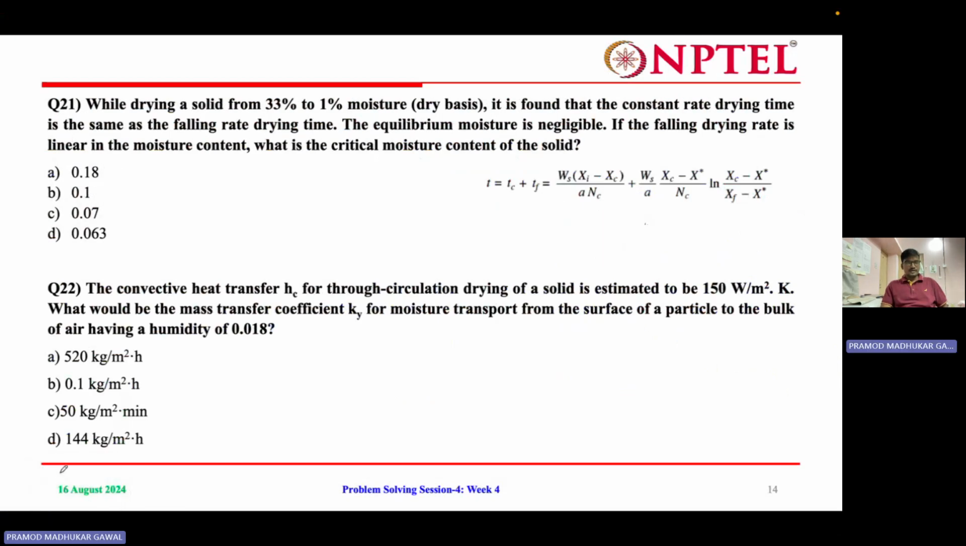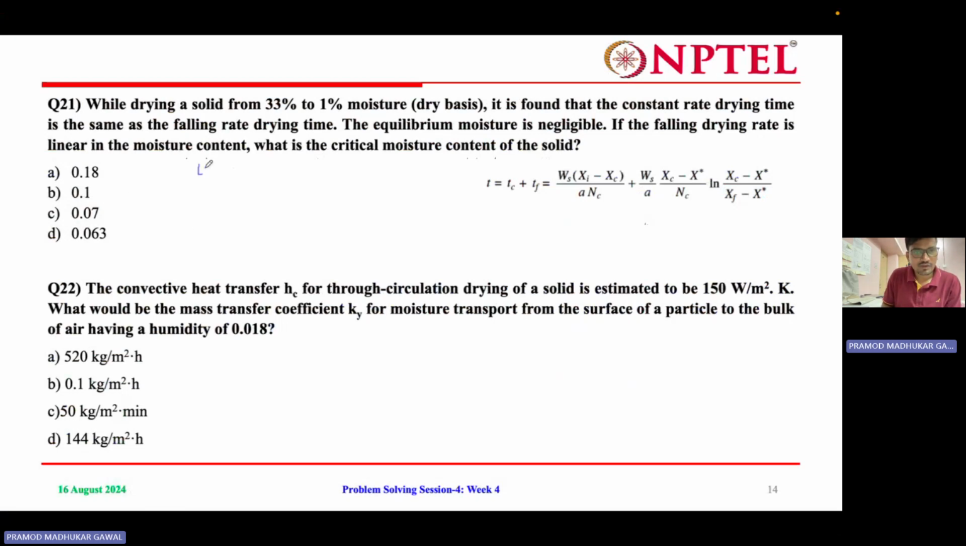Moving to the next question, drying of a solid from 33% to 1% dry basis, it is found that the constant rate drying time is the same as the falling rate drying time. The equilibrium moisture is negligible and the falling drying rate is linear in the moisture content. What is the critical moisture content of the solid? This is mentioned in the question.